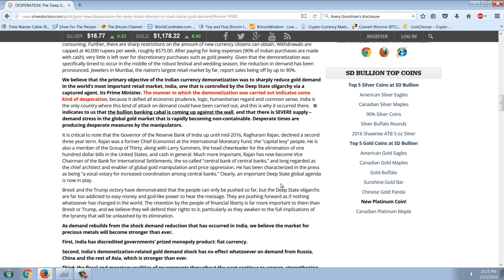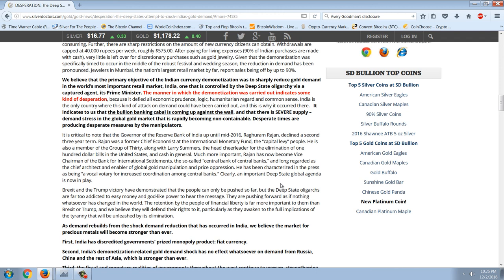The manner in which the demonetization was carried out indicates some kind of desperation because it defied all economic prudence, logic, humanitarian regard, and common sense. India is the only country where this kind of attack on demand could have been carried out, and this is why it occurred there.